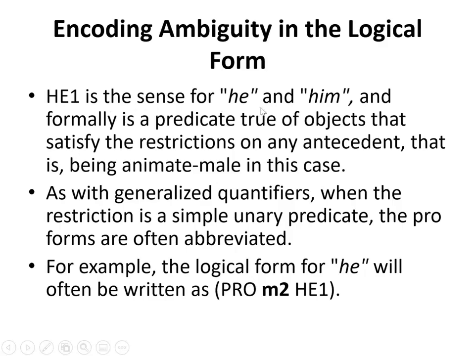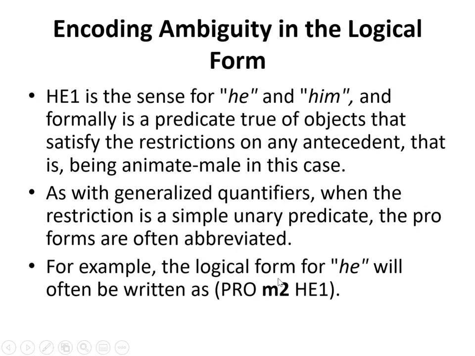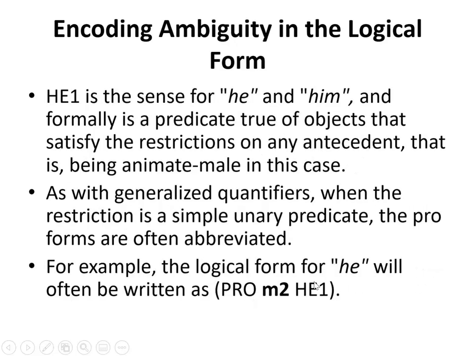So he 1 is the sense for he and him, and formally is a predicate true of objects that satisfy the restriction on any antecedent, that is, being animate male in this case. The same form, PRO M2 he 1 M2, can be abbreviated as PRO M2 he 1. So you don't need to use two; you can combine these two into a single one, that is, PRO M2 he 1.